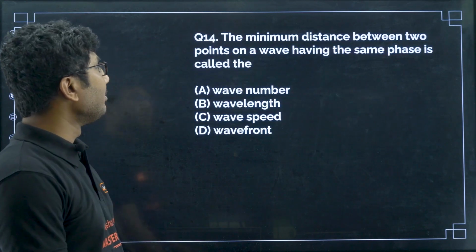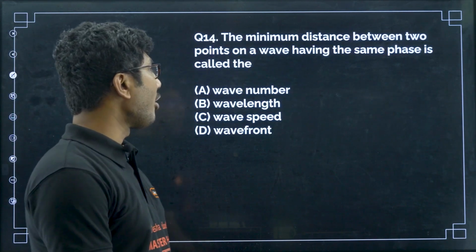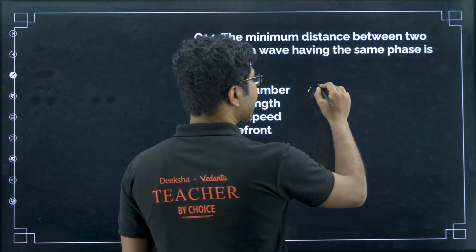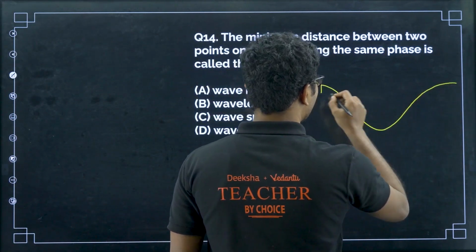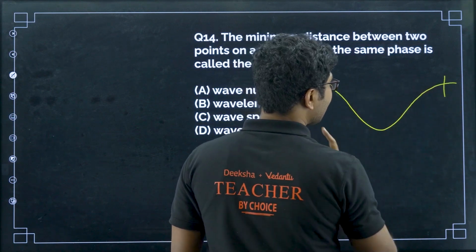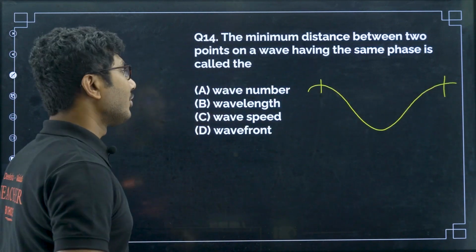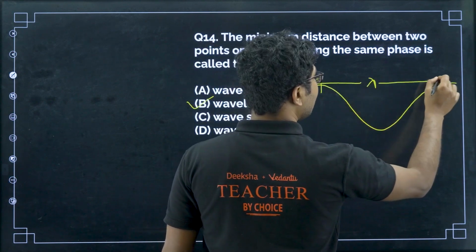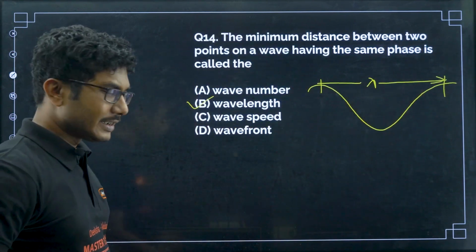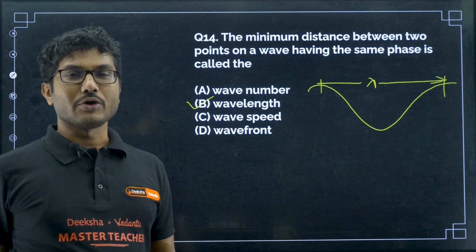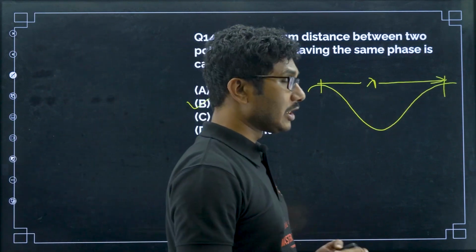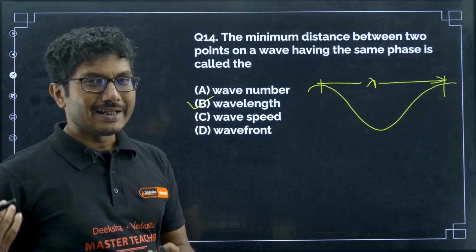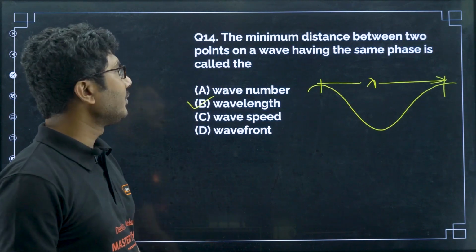Now, next question: the minimum distance between 2 points on a wave having the same phase is called the wavelength, lambda. It can be any 2 points. Generally we say that the distance between 2 consecutive crests or 2 consecutive troughs is called wavelength, but it can be any 2 points having the same phase. So that is the wavelength.